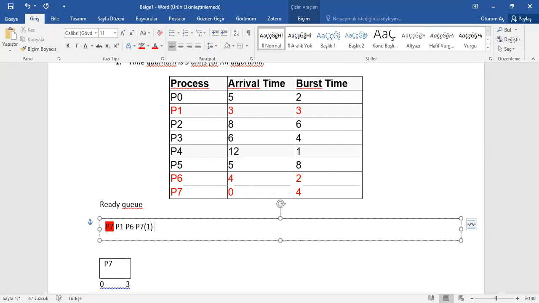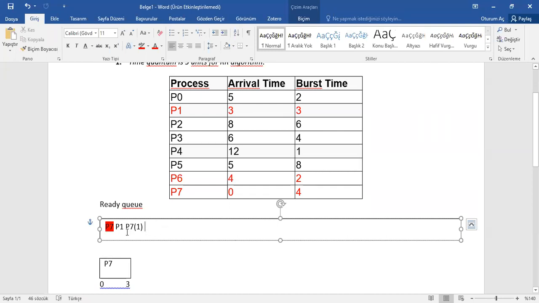Process 6 is not included here because the time quantum is 3. So it's only process 1 that is. Yes, you are right. No, for the first time I thought that the time quantum is 4. Sorry. Yes, you are right.